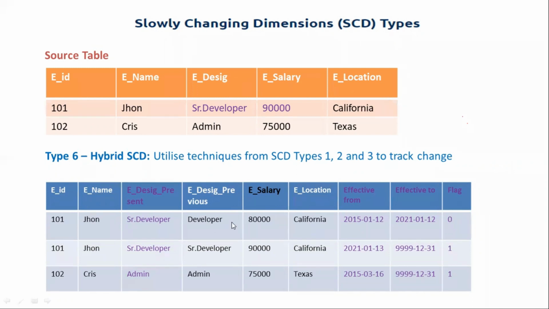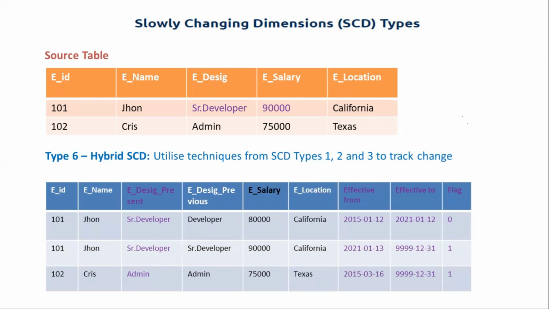Okay. So if you observe this table, it's a combination of 1, 2, and 3, right? So go to record 3, that is the Chris record. In the Chris record, the previous designation is the same as the present designation, and the salary is of course 75,000 USD, and there is no change in Chris's profile. So for these 2 columns, we are maintaining the same value. Present and previous are the same, right? Whereas John got a hike, in terms of salary and in terms of designation, correct?